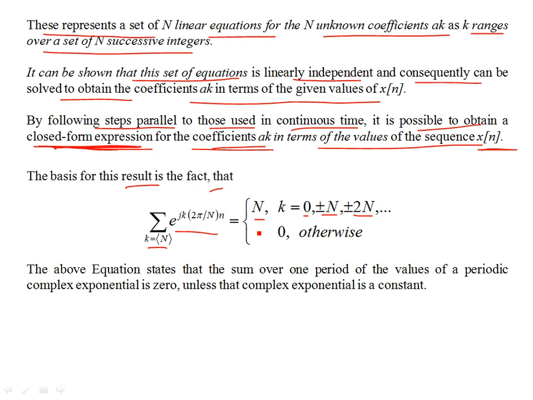But on the other hand, if k is not equal to 0 or not equal to plus minus N, then this result is 0.